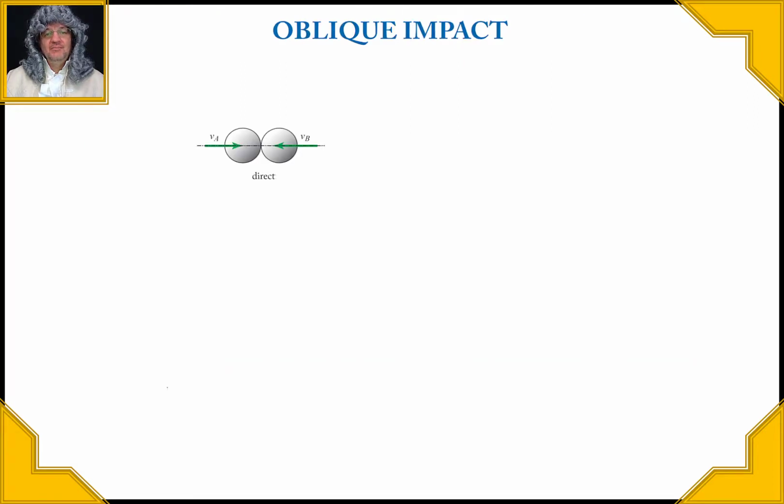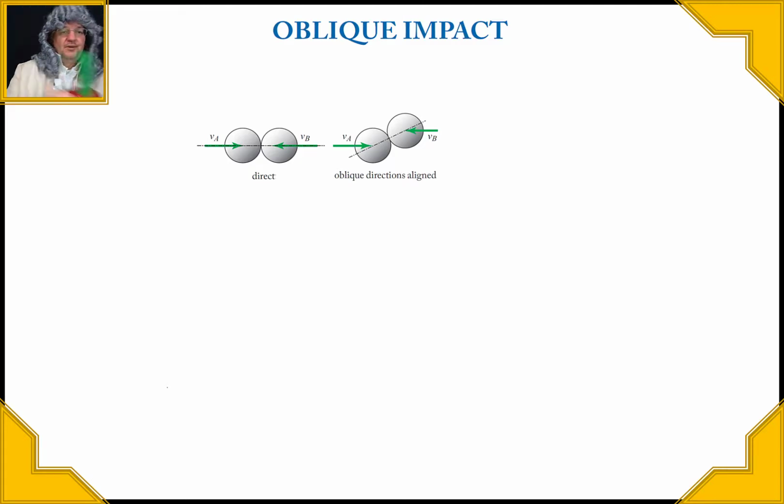So oblique impact is like direct. Okay, so here's direct, right? That's the one we just covered in class 11. But now we have oblique. The two particles are not aligned with each other. The centers of them are offset, so where they're hitting isn't directly into each other. They're moving like this right here.